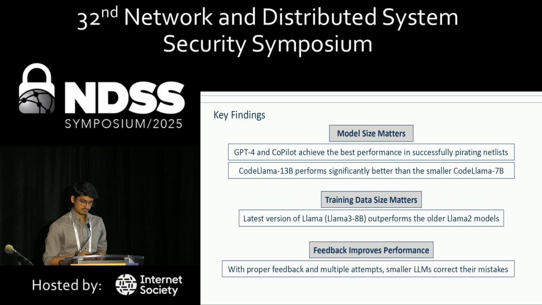And then the final observation that we have is that this feedback improves performance, especially for the smaller language models. So initially, without any feedback, these smaller language models like Llama 2 or Llama 3 perform very badly. But then with this feedback, they're actually able to correct their mistakes and result in a functionally equivalent but successful piracy against these detection tools.